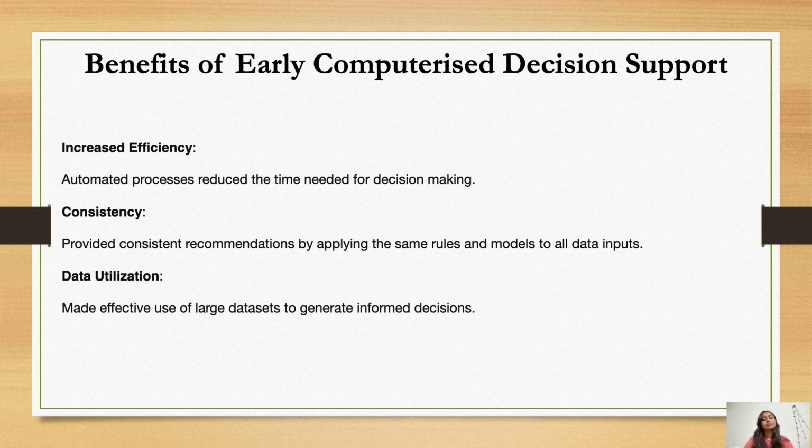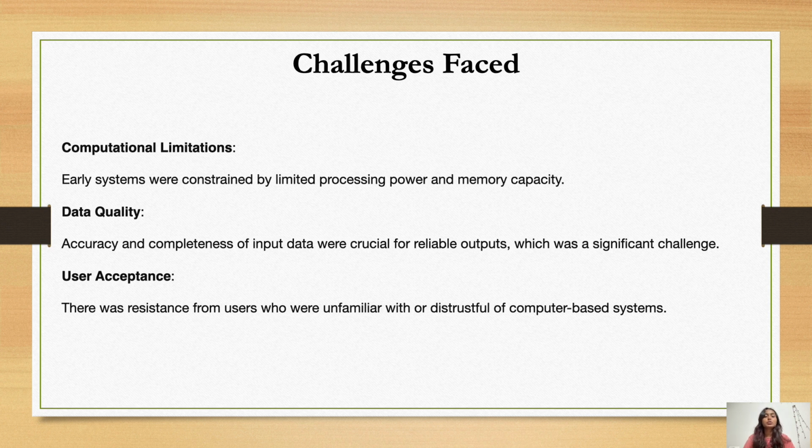Next, coming to consistency, it provided consistent recommendations by applying the same rules and models to all data inputs. Then data utilization made effective use of large data sets to generate informed decisions. So obviously it uses data sets to generate decisions. Then coming to challenges faced. So the challenges faced in this are computational limitation, data quality, and user acceptance.